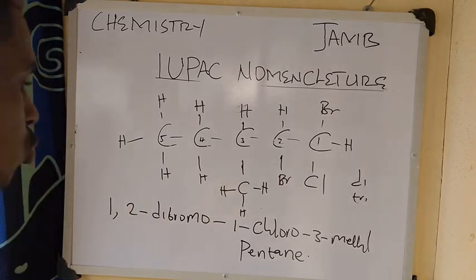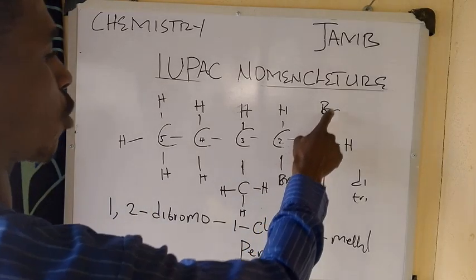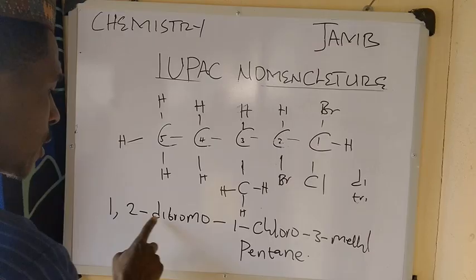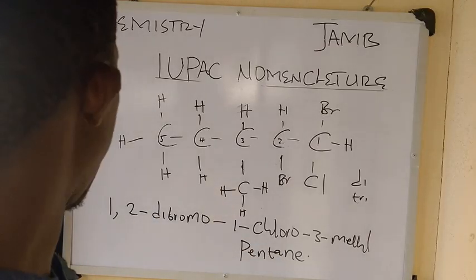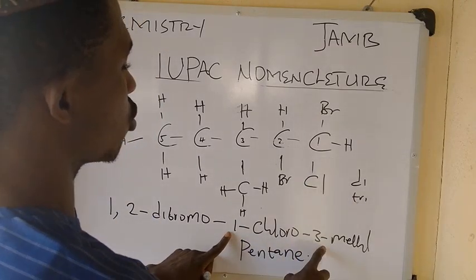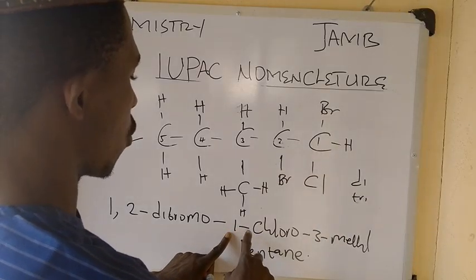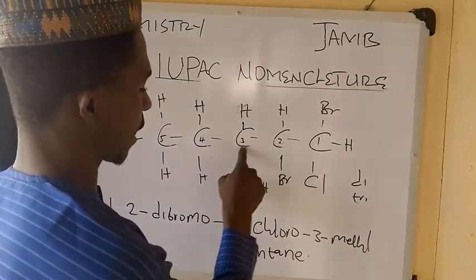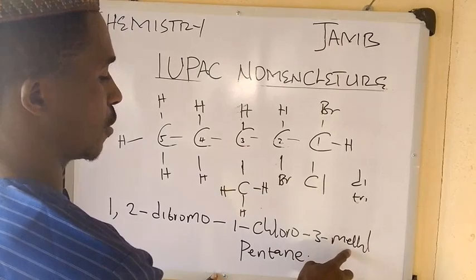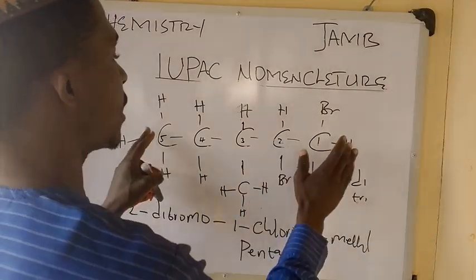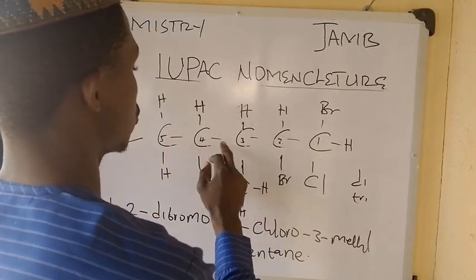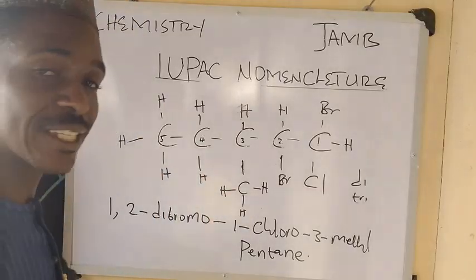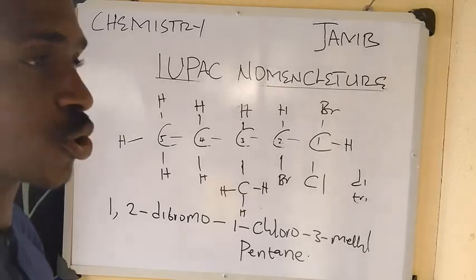And the bromo are 2, so you call it di. Look at the bromo here, carbon number 1 and carbon number 2. That's why it is called 1,2-dibromo, that is 2 bromo. At carbon number 1 also, we have chloro, so you call it 1-chloro. Then at carbon number 3, you have a methyl group, 3-methyl. Then the name of this hydrocarbon chain, 1, 2, 3, 4, 5, is called pentane. This is the name of this structure.